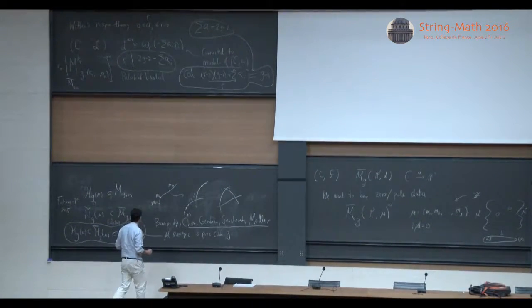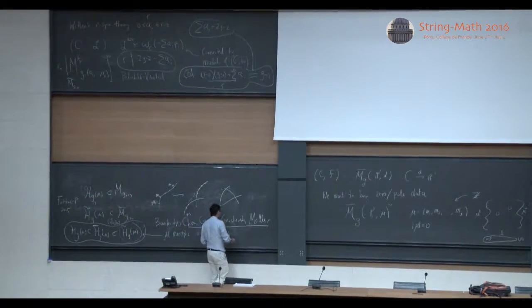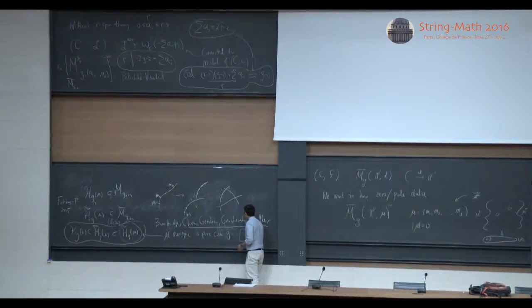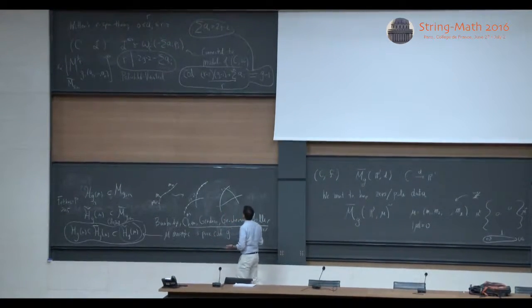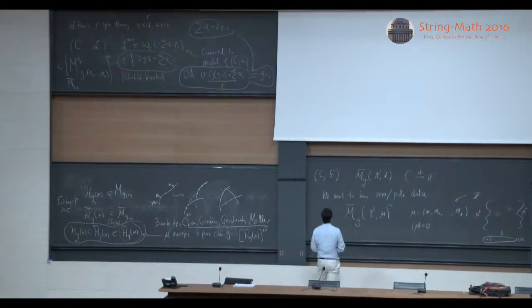And moreover, there's a natural class, which is just a fundamental class. Actually, it has some weights, but I leave it here, that since it's pure codimension g, it has a natural class, which is just its fundamental class. This is a lot easier and better than what was happening in this space.